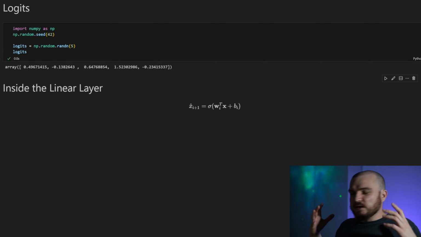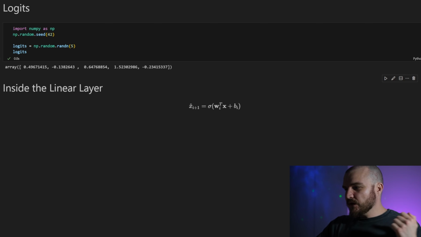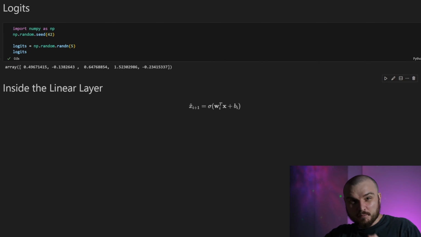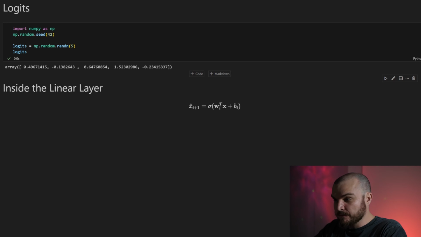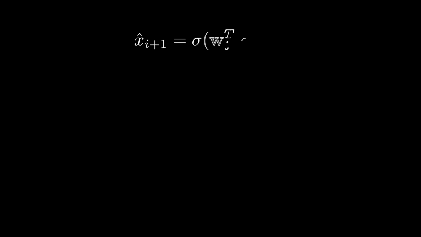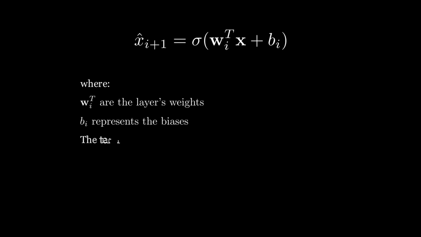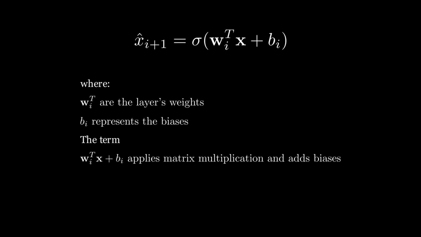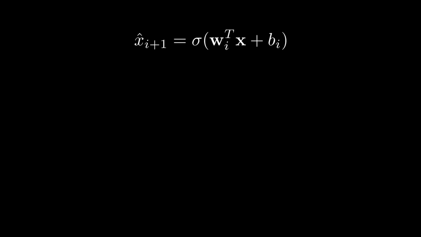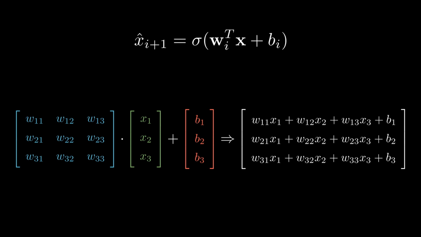Let's take a look inside the linear layer. The linear layer performs a key operation, a linear transformation. This is represented as the argument of the sigmoid function, where Wi transpose are the layer's weights and Bi represents the biases. The term Wi transpose times x plus Bi applies a matrix multiplication, weights times the input, and adds the biases. We can simulate this step with NumPy.